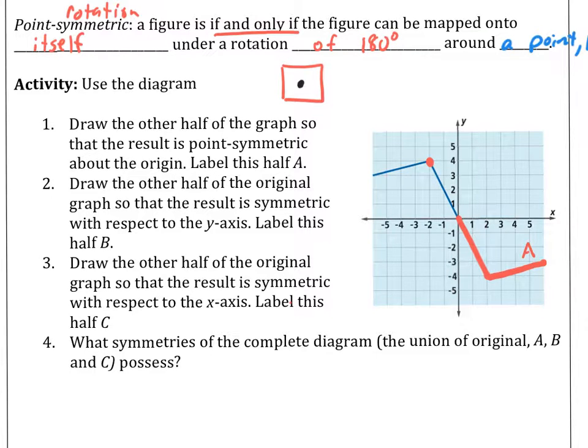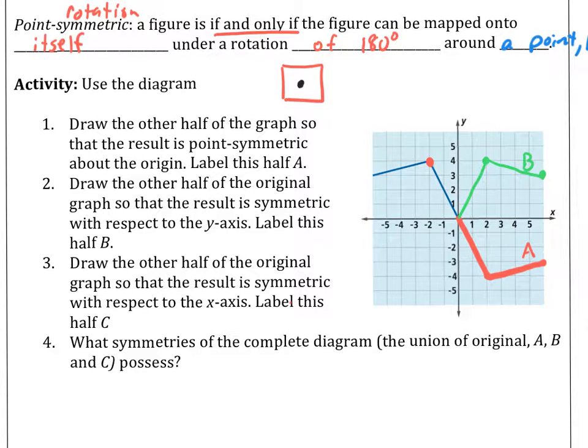And now let's repeat the process for the other scenarios. So the next one here says, draw the other half of the original graph so that the result is symmetric with respect to the y-axis. Here's the y-axis. So that means the red point maps to here, and the end result maps to there. So essentially all I need to do is connect the dots, like so, label B.